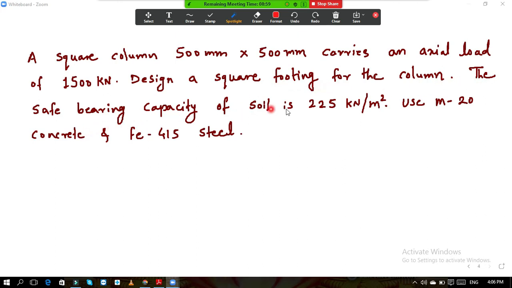The bearing capacity of the soil is 225 kilonewton per meter square. So this is the bearing capacity. Now you already know what the soil bearing capacity is. And use M20 concrete and Fe415 steel. So this is the given problem. Now we will start to solve it. So I will write here, load on column first.